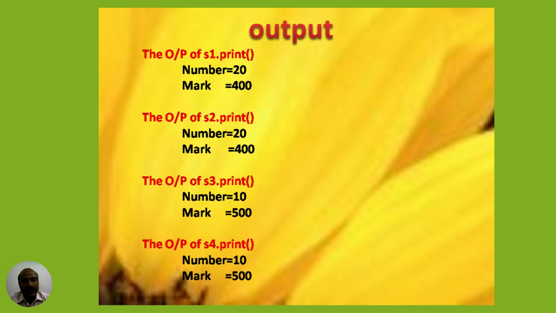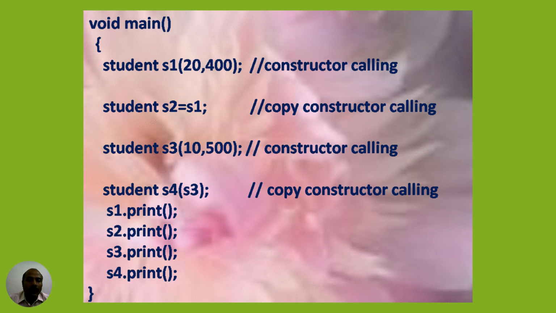The same results will come for the second object also. That is the output of S2.print: number equal to 20 and mark equal to 400. And for the third object, S3.print, number equal to 10 and mark equal to 500. And the fourth one is number equal to 10 and mark equal to 500. Why? Because the values of S1 and S2 are the same, and the objects S3 and S4 are the same.